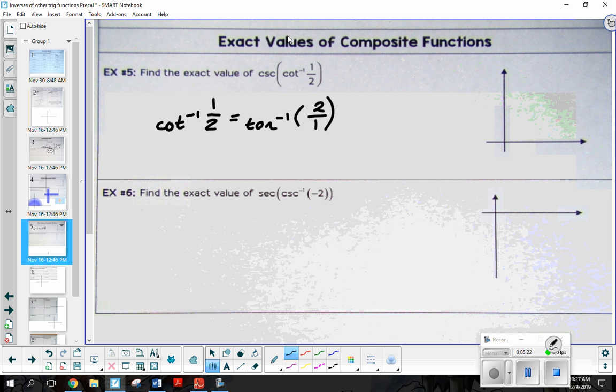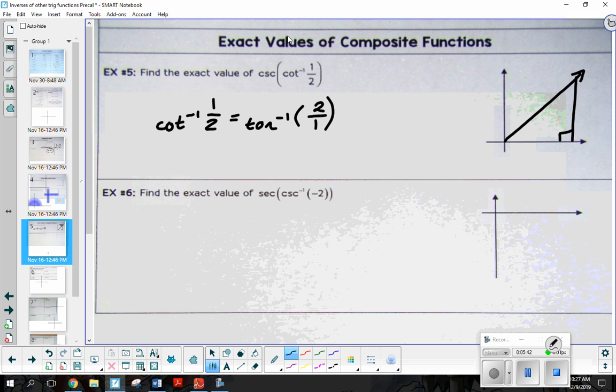Well, what quadrant would I now go to? Okay, 1. Now, tangent inverse is restricted to either 1 or 4. We're going to 1 because 2 over 1 is what? It is a positive fraction. Okay. So choose the quadrant based on sign. I'm going to draw my right triangle, always connected to the x-axis.